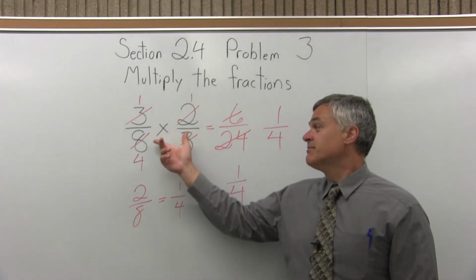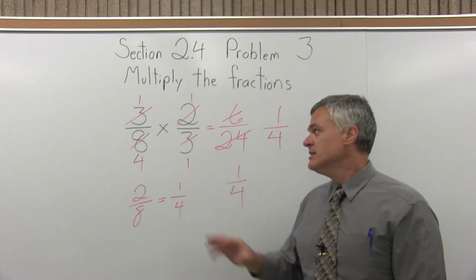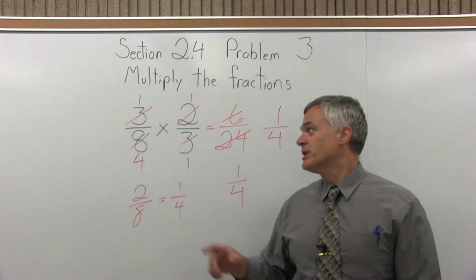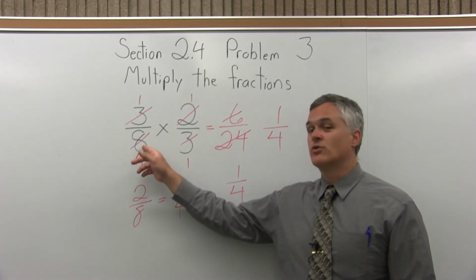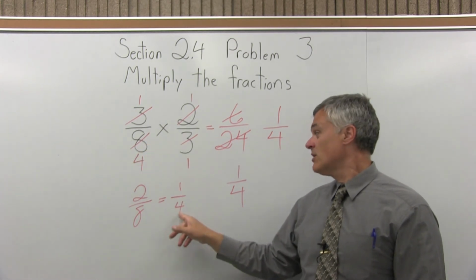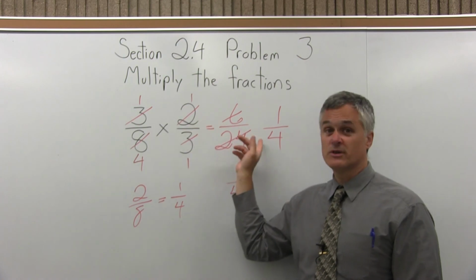But as the numbers get bigger, it's more worth your while to reduce as soon as you can. These numbers are fairly small, and it's about the same amount of work. But if the numbers were bigger, instead of 8, let's say this was a 48, things like that, it's better to reduce early. But even if you don't, you will get the same answer, whether you reduce first and then multiply, or multiply first and then reduce.